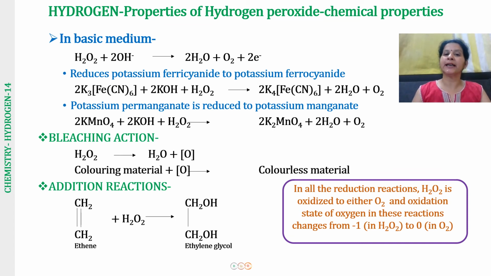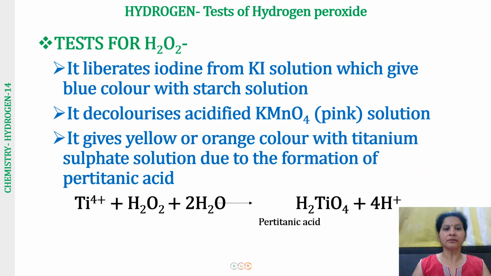Let us see the tests for hydrogen peroxide. These are the tests that we generally use to check for the presence of hydrogen peroxide in the laboratory. The first is that it liberates iodine from the potassium iodide solution. The reaction you've already seen in the chemical properties. This iodine which is liberated can react with the starch solution to give a blue color. So the blue color of the starch solution confirms the presence of hydrogen peroxide, right? So first, we take a KI solution, add H2O2 to this, and react it with starch solution. So this is what we will be getting, a blue color.